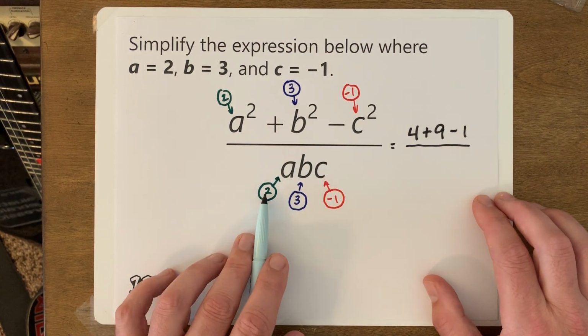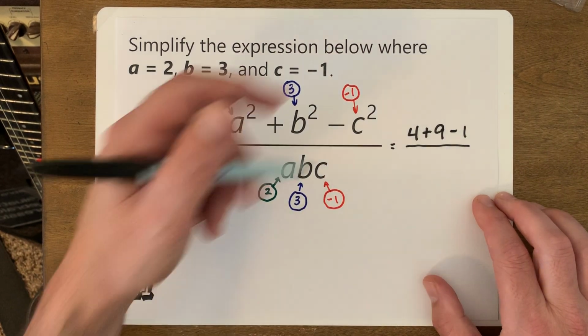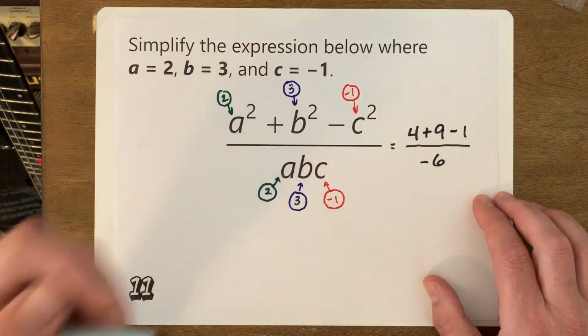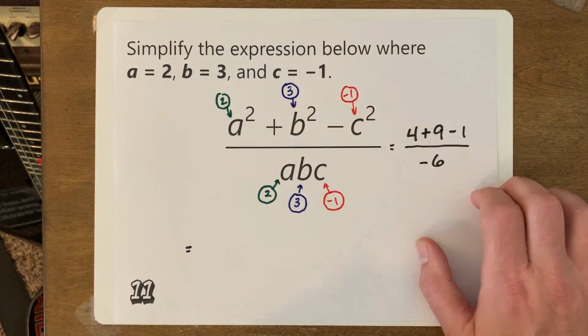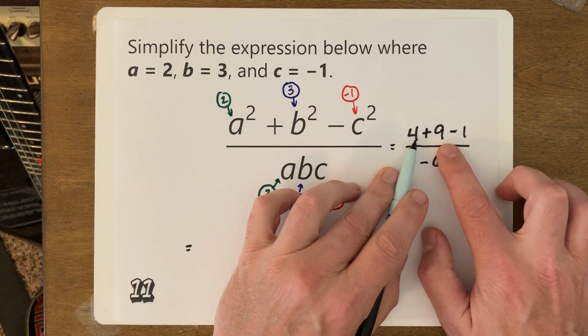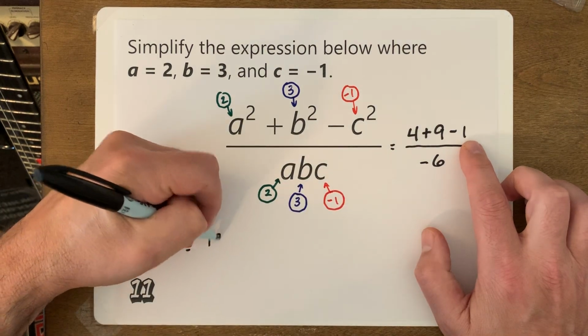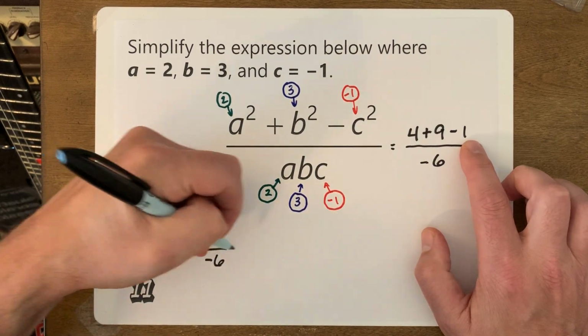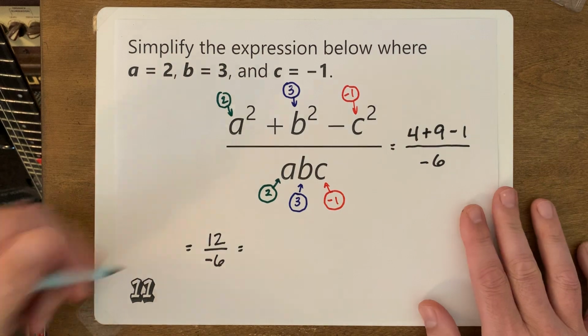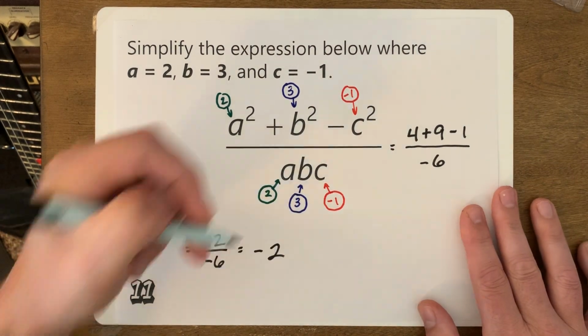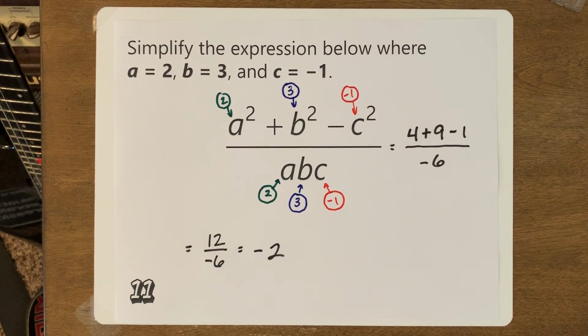Okay, down here we've got 2 times 3 is 6, times negative 1 is negative 6. Okay, 9 plus 4 is 13, take away 1 is 12. And then I believe 12 divided by negative 6 is just going to reduce down to negative 2 for that whole thing. That's a real common PERT and ACT problem.